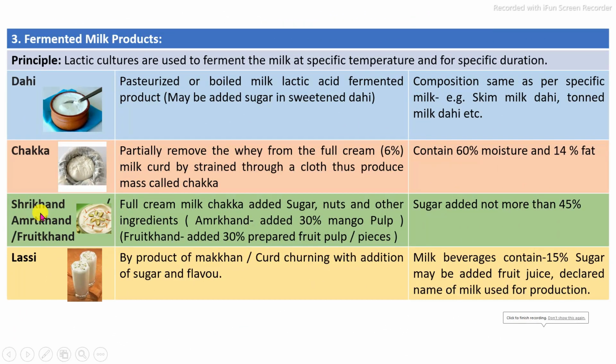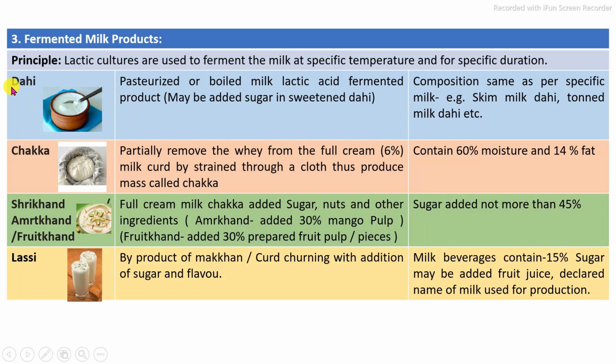The third group is the fermented milk product, in which the basic principle is that the milk is fermented by the addition of a lactic acid culture. The lactose in the milk is converted to lactic acid, and the acidity and pH change. As a result, the properties of the internal milk constituents are changed, and finally we get the product.